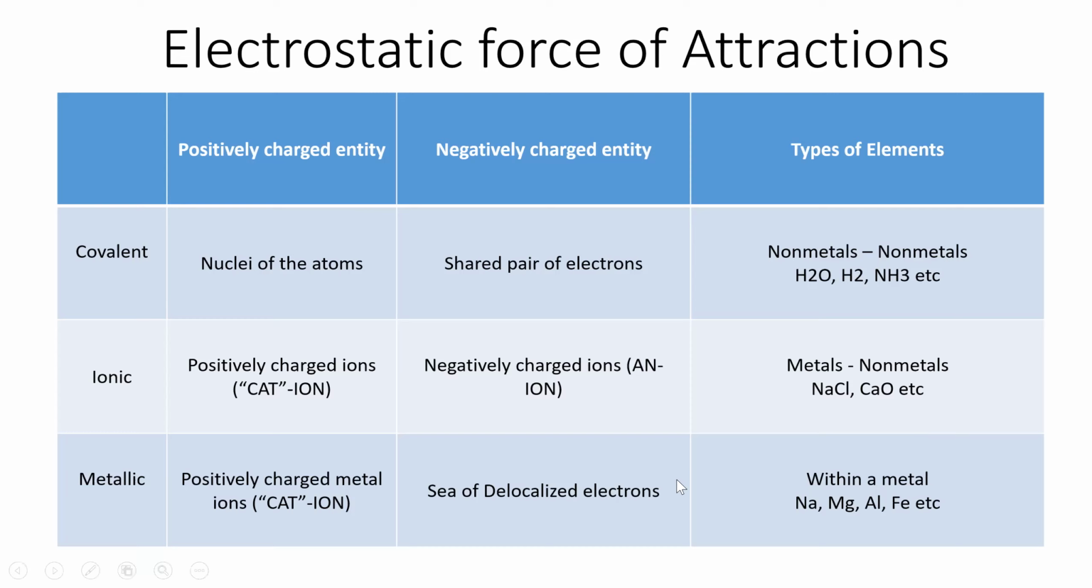But for a pure metal, say sodium metal, magnesium metal, aluminum metal, iron metal, what type of bonding is present? As we say, they have positively charged metal ions, and the delocalized electrons, they will make metallic bonding. Clear? Any question up to this? No, sir. Thank you.